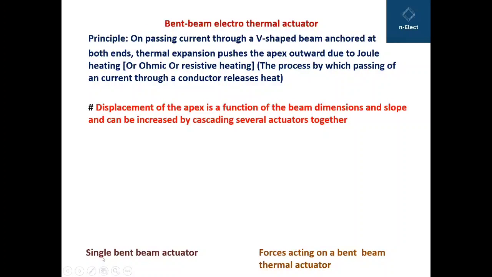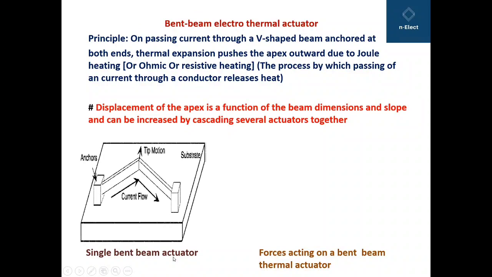Now first we will see single bent beam actuator. Here we can see the diagram of single bent beam. You can see the bent beam here, which is anchored at two opposite ends, and this apex moves outward or comes back to its normal position depending upon the Joule heating effect. Displacement of the apex is a function of beam dimensions and slope and can be increased by cascading several such actuators together. Such several actuators can be connected together or cascaded together to increase the effect.